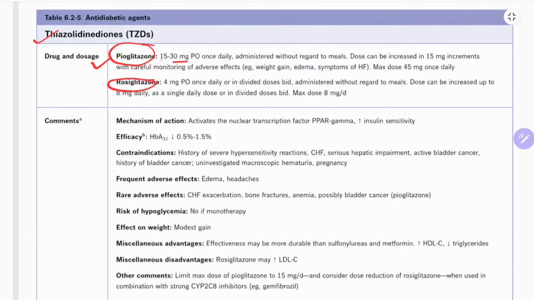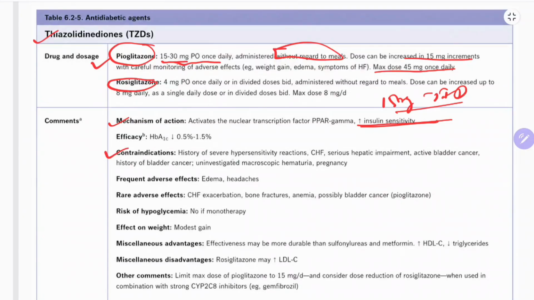The dosage is 15 to 30 mg per oral once daily, without regard to meals. If you want to increase, do it in 15 mg increments. Maximum dose is 45 mg once daily, or you can divide it into 15 mg TID also. Mechanism is they increase insulin sensitivity, as I said. They are very good drugs in my opinion. Some physicians don't use pioglitazone. They prefer voglibose-like drugs, but I don't prefer voglibose.